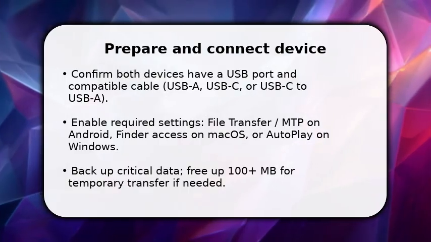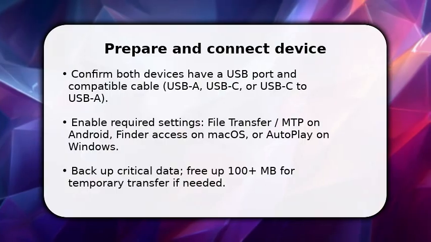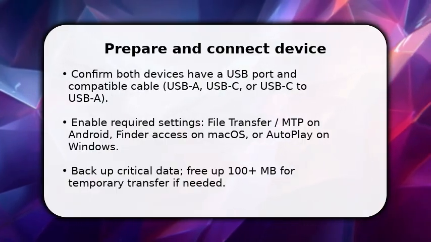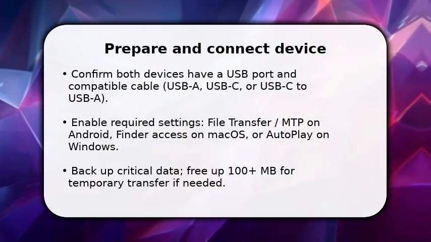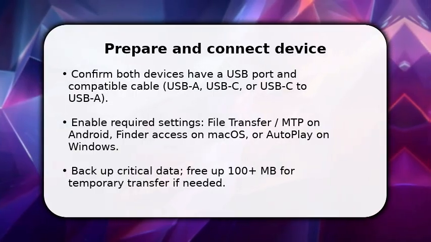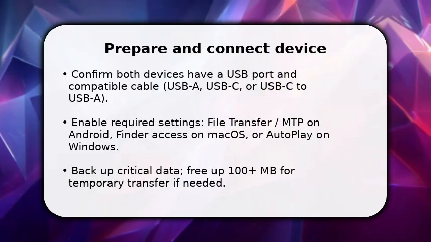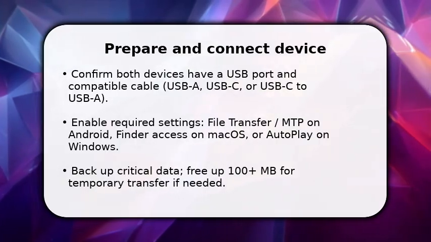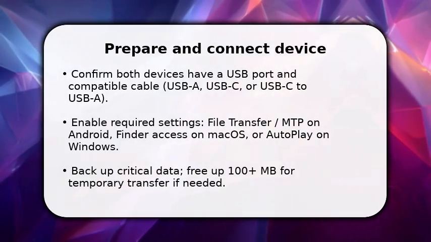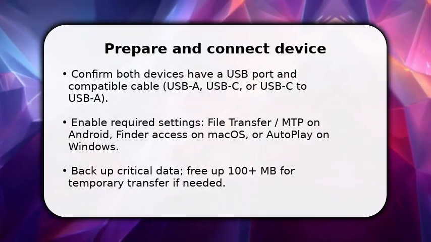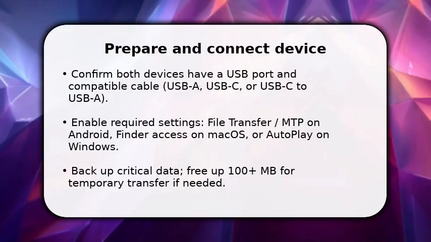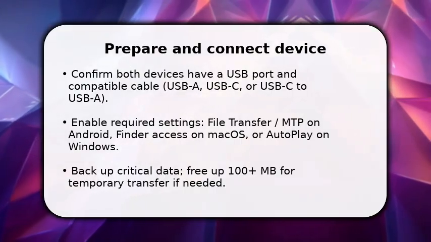You start by connecting the cable and choosing the correct port type. This avoids handshake failures. Once plugged in, unlock the target device and select File Transfer or MTP when prompted so the system exposes storage. If using Windows, enable Autoplay or Open File Explorer. On Mac OS, open Finder or use Android File Transfer.